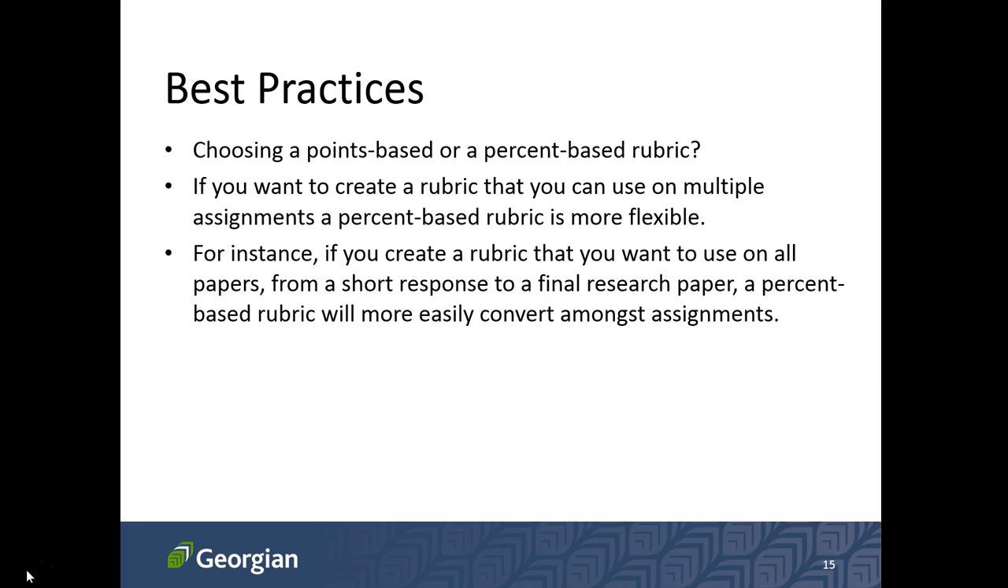In Blackboard, it will give you the option of choosing a points-based or percent-based rubric. So keep in mind that if you want to create a rubric that you can use on multiple assignments, oftentimes a percent-based rubric is more flexible, so giving percentages rather than just giving points. For instance, if you create a rubric that you want to use on all of your papers, from a short response to a final research paper, a percentage-based rubric will more easily convert among assignments. If the final research paper is worth 25% and the short response is worth 5%, and students are expected to do the same thing, but the points are different, it's going to be more helpful to keep it percentage-based.